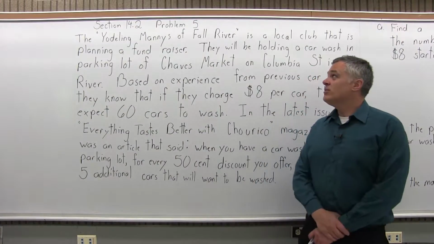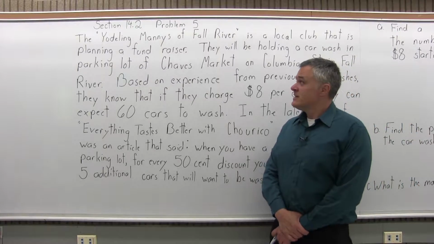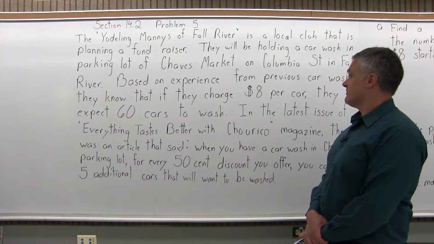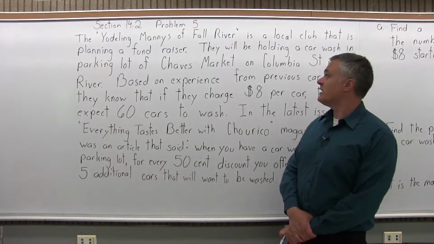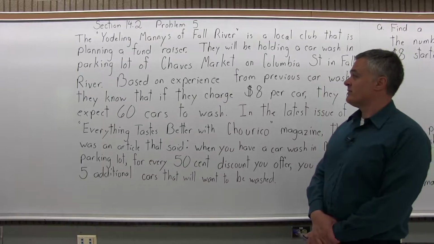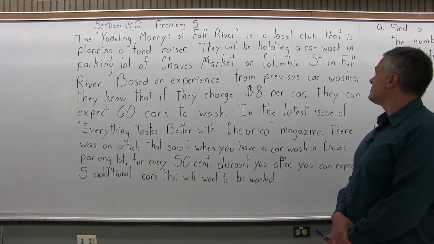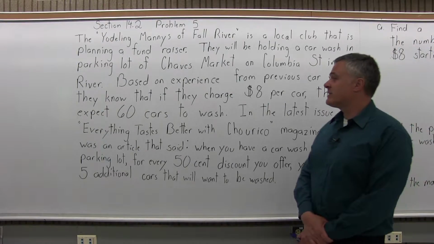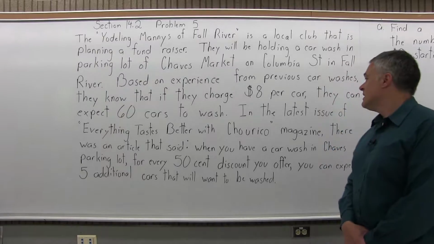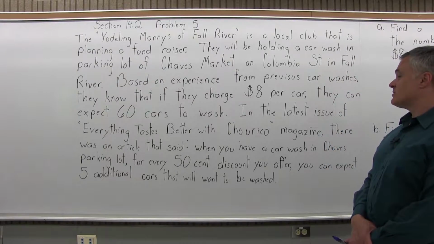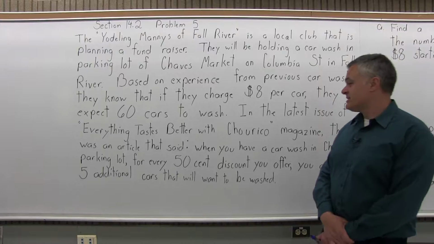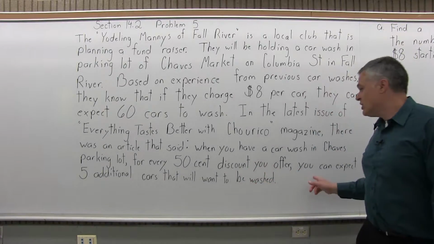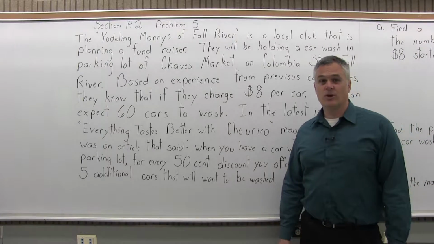This is Section 14.2, Problem number 5. It says the Yodeling Mannies of Fall River is a local club that is planning a fundraiser. They will be holding a car wash in the parking lot of Shaw's Market on Columbia Street in Fall River. Based on experience from previous car washes, they know that if they charge $8 per car, they can expect 60 cars to wash. In the latest issue of Everything Tastes Better with Charisse magazine, there was an article that said, when you have a car wash in Shaw's parking lot, for every 50-cent discount you offer, you can expect 5 additional cars that will want to be washed.